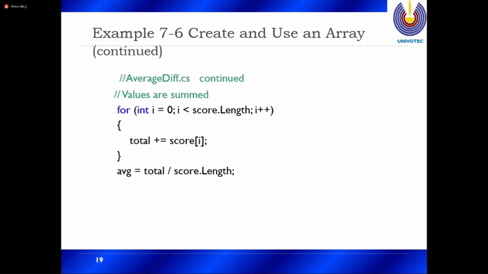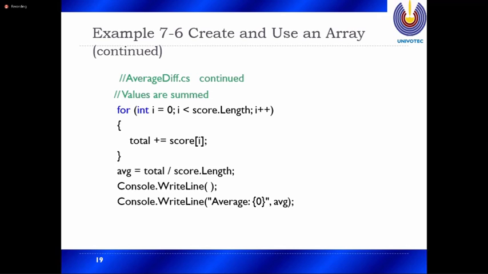Then average equals total divided by score.length. Total divided by score.length. Directly you can put 10, but if the number of elements changes, you have to change it here again. With score.length, it tells how many elements there are, and then it divides by that total number. Then we can find the average. Console.WriteLine, then we get the output as the average.